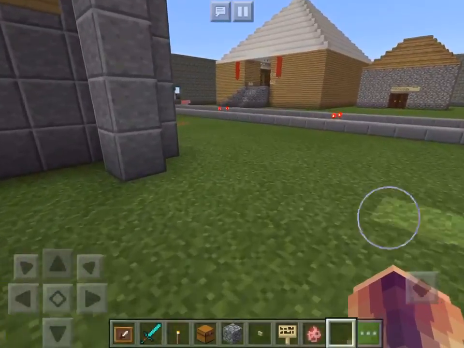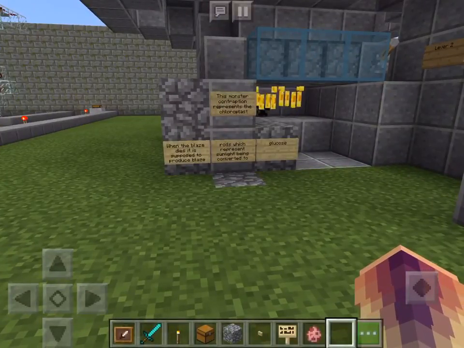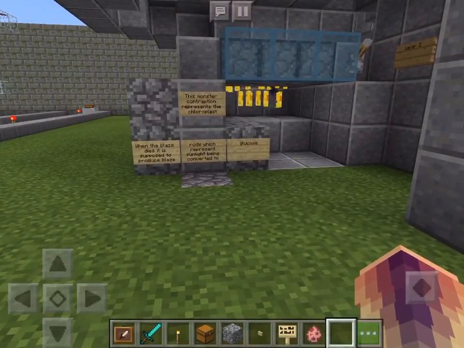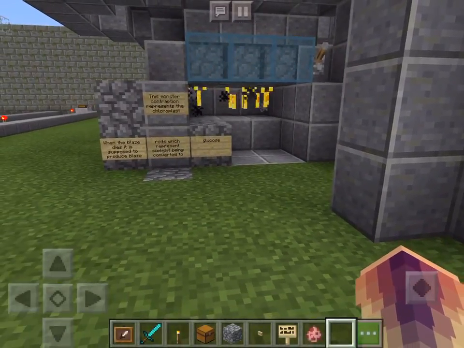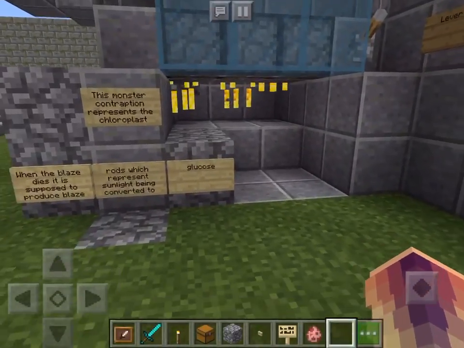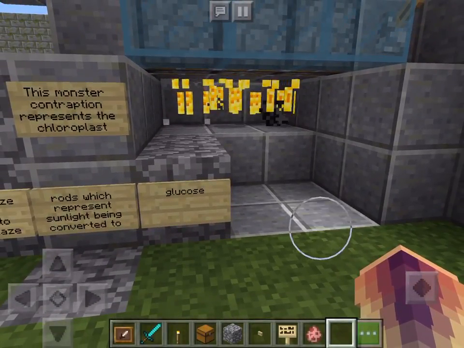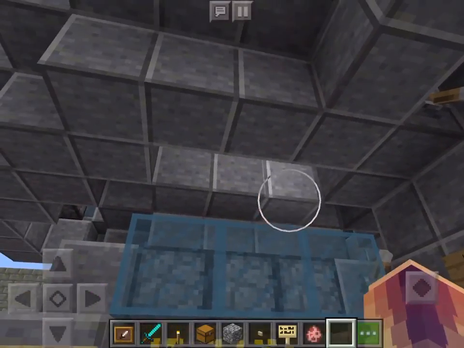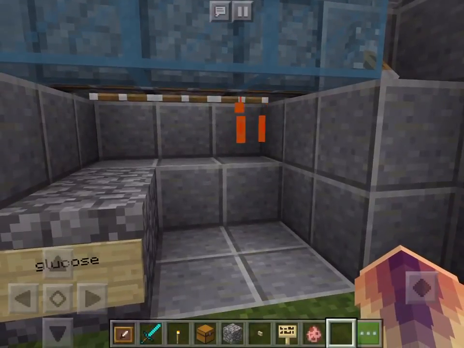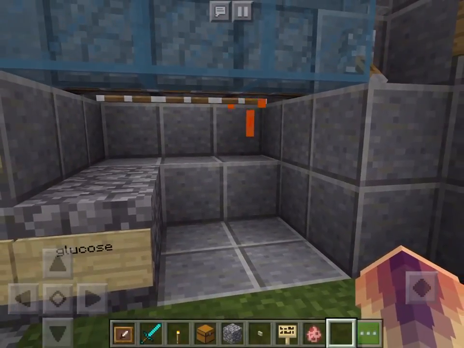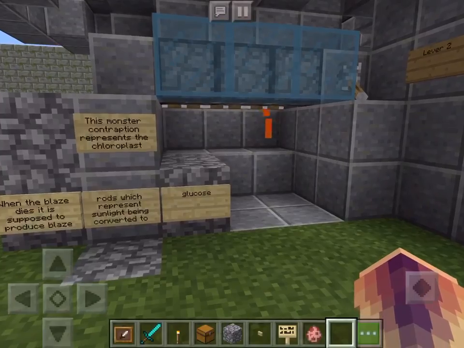Over here, we have the chloroplast. This contraption represents the chloroplast. When the blaze dies, it's supposed to produce blaze rods, which represent sunlight being converted to glucose. But in Minecraft right now, it's kind of confusing and it doesn't really make any sense. The blaze rods aren't really shown. They don't get produced when the blaze dies. So this first lever pushes all the blazes into this hole, which then I press this lever. It traps the blazes in the wall, which kills them, and eventually they die, or what happened, the blaze rods would be produced.